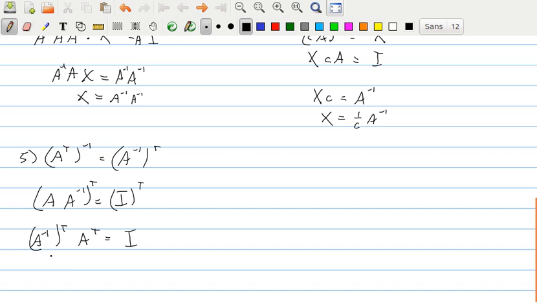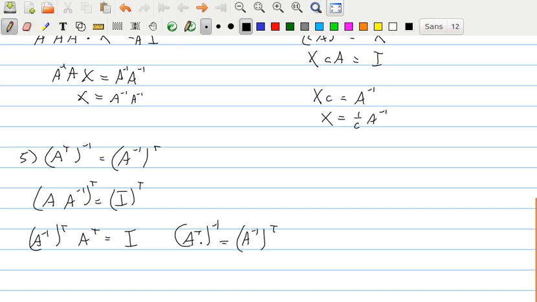Okay, now this last statement we have right here says that the inverse of A transpose is the one that when you multiply it by A transpose gives you the identity. So this is the inverse of A transpose. So that tells us that the inverse of A transpose is this matrix right here by uniqueness of inverses. So those are the basic properties we have for inverses.